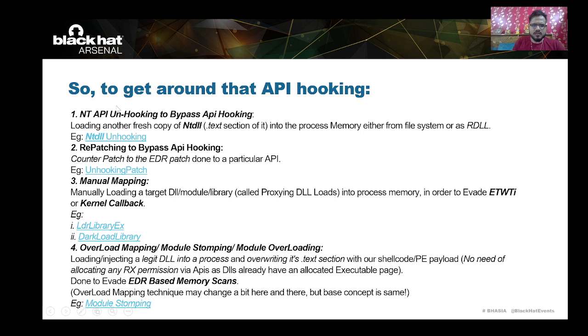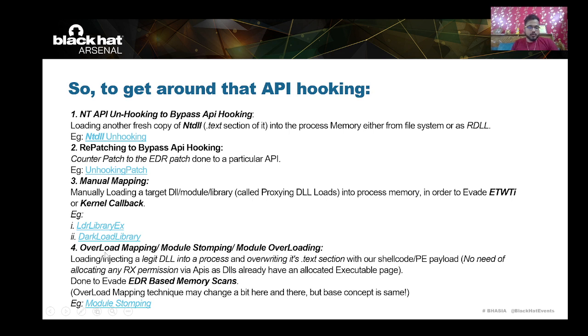So there are some techniques to get around this API hooking. The first technique is Nt API unhooking, which involves loading another fresh copy of NTDLL, or only the text section of it, in the process memory. Then repatching the EDR patch, that is a counter patch to the EDR patch, is done to evade API hooking. Then manual mapping, that is manually loading a target DLL module or library, which is also called proxy DLL, in order to evade ETWTI or kernel callbacks.